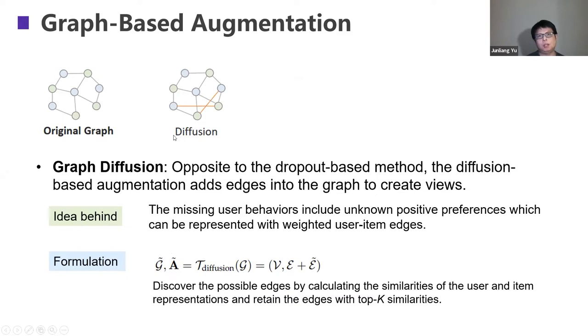In addition to the dropout, we also have a method named graph diffusion, which is opposite to the dropout-based methods. The diffusion-based augmentation adds edges into the graph to create views. The idea behind that is that there are mainly unobservable user behaviors, which are actually positive, and we cannot observe them. So if we can use some methods to find out these edges and then add them into the graph, we can create useful graph augmentations. We usually discover the possible edges by calculating the similarities of the user and item representations, and then we retain the edges with top-K similarities. Here we can see the formulation will just lead to adding an edge set to the original edge set.